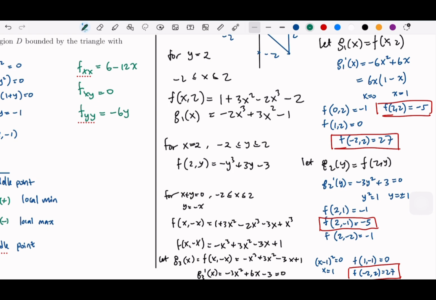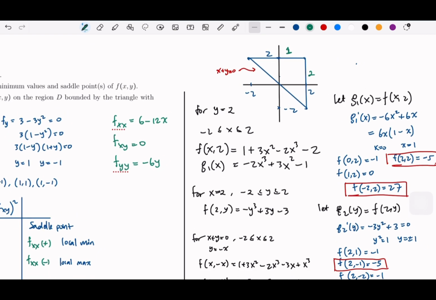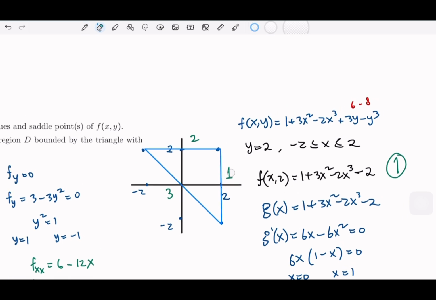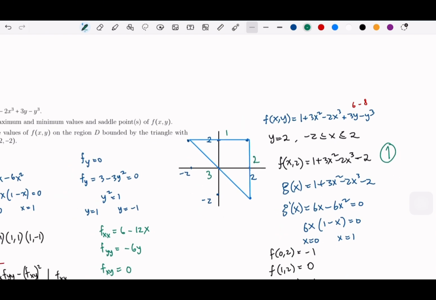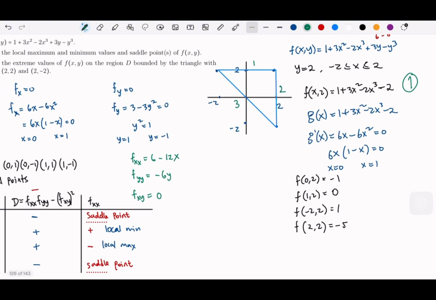So this is when y is constant. Then the second one is for x is constant. So let me write here. Oh, I'm also making a mistake. This is not correct. This is x is constant. So this is 1, 2, 3. This is already correct in the calculations, but I made a mistake here, and also here.